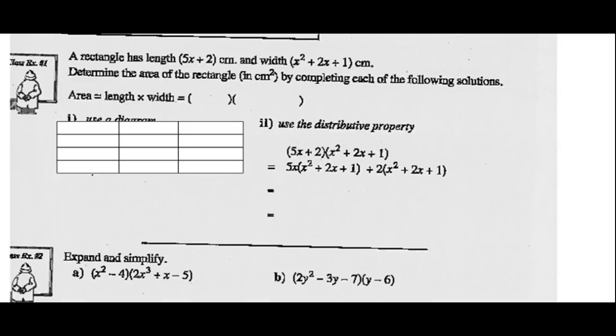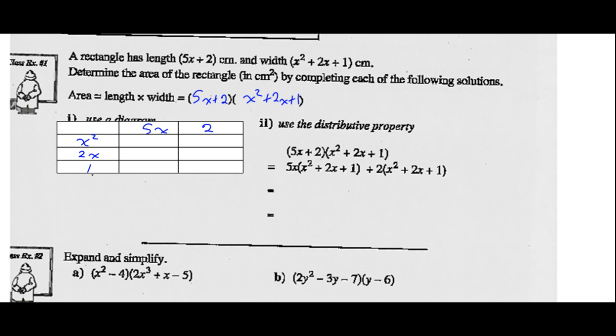Length times width. Well, the length is 5x plus 2. The width is x squared plus 2x plus 1. All right, so let's use a diagram and multiply this out. So our length is 5x plus 2 and our width is x squared, 2x, and 1. So use this table to do that.